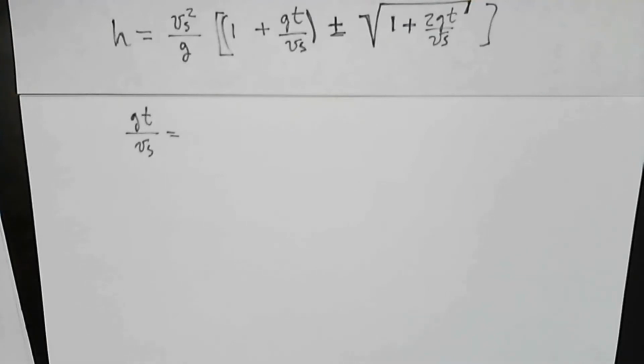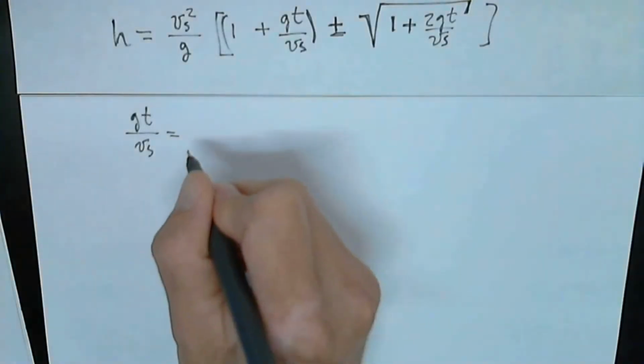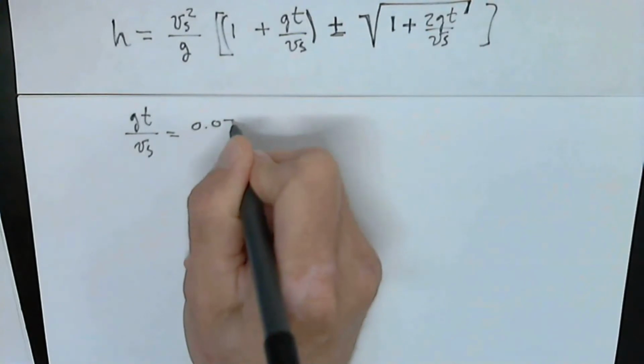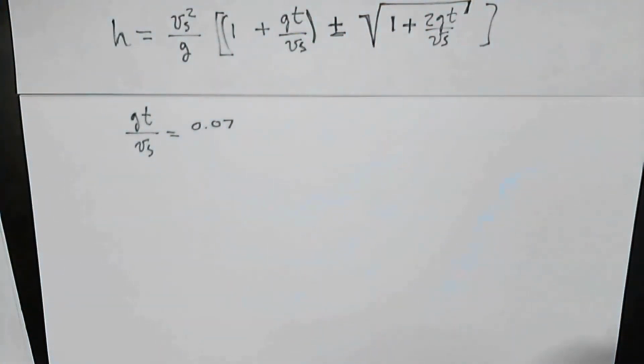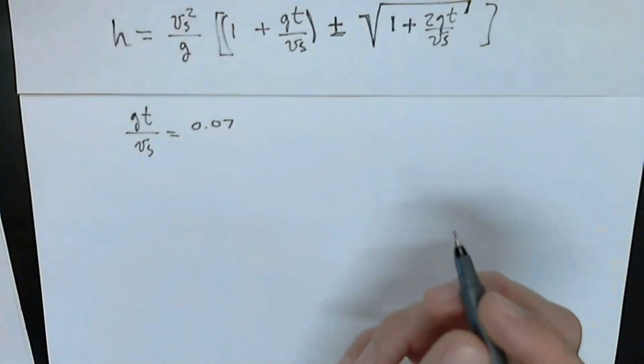Okay, gt over bs is small, 0.07. bs squared divided by 9.8 is big.